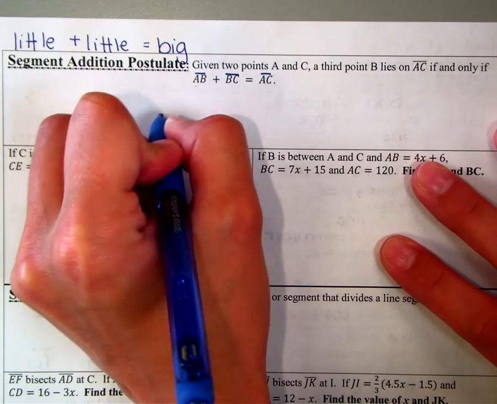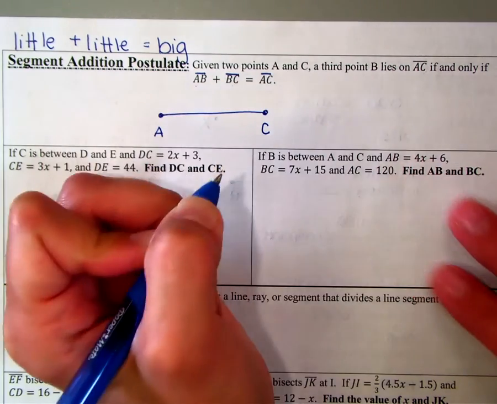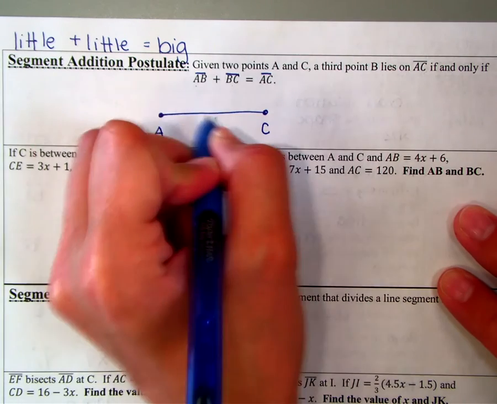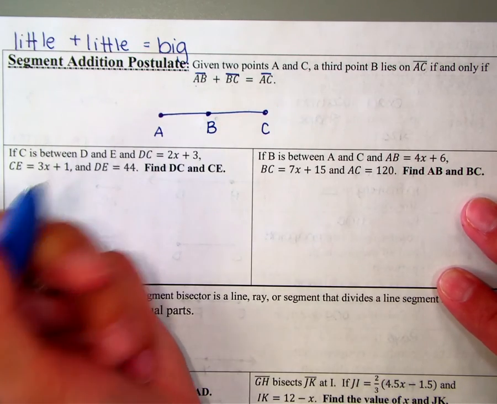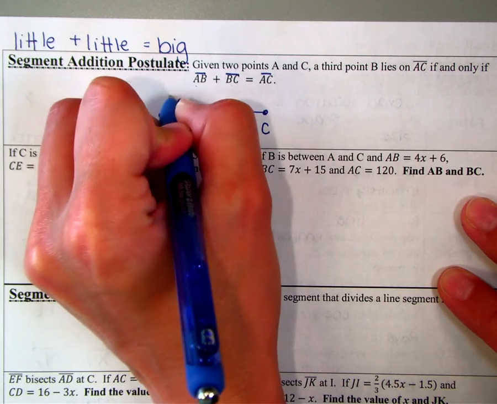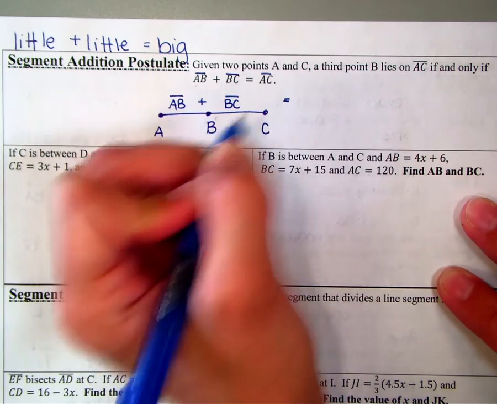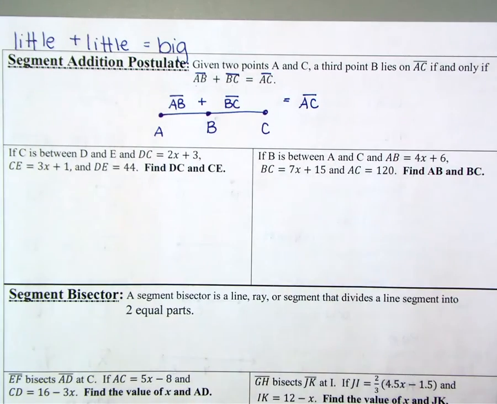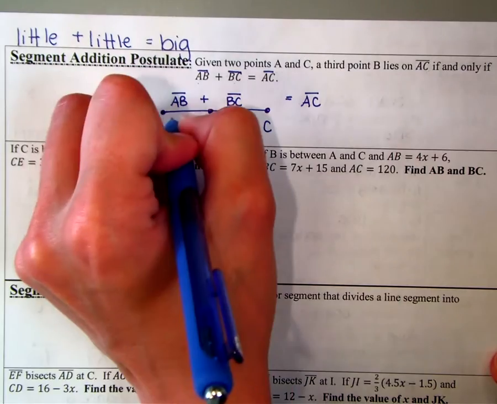So first thing, we've got 2 points, A and C. And we know that B is somewhere between them. And what we're saying is that this line segment here combined with this line segment here equals the whole thing. So beginning is A, end is C. AB plus BC equals AC. My little piece plus my little piece equals the big piece.